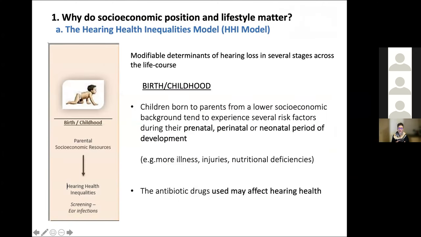First of all, children in childhood. Children born to parents from a lower socioeconomic background tend to experience more illness and injuries, and the antibiotic drugs used may affect the hearing health, especially in sick babies with a genetic predisposition.